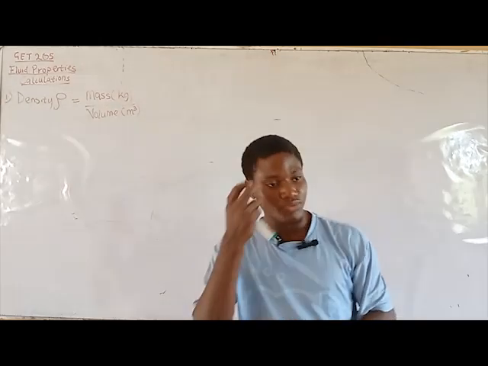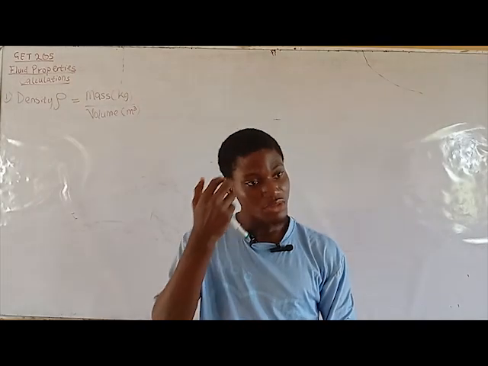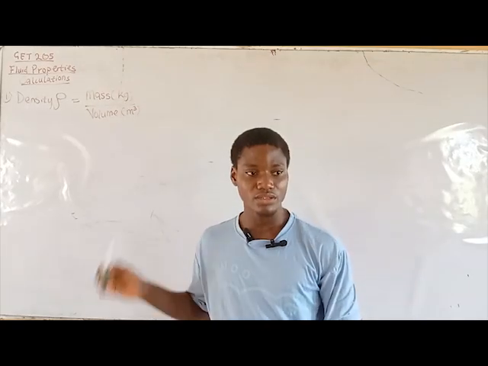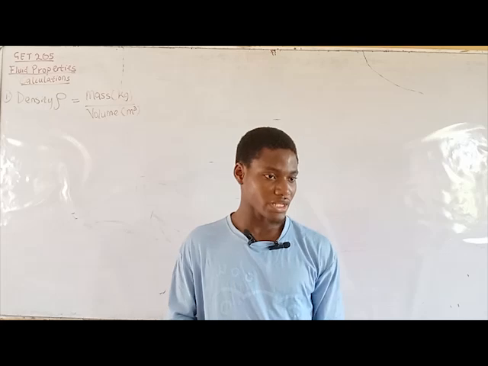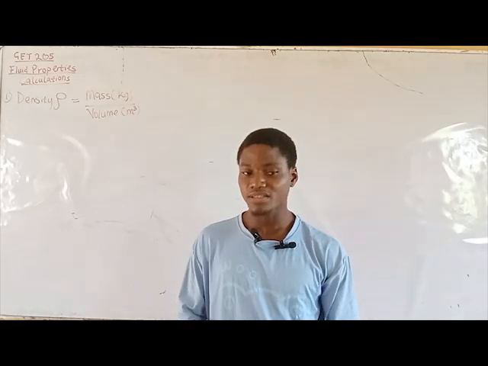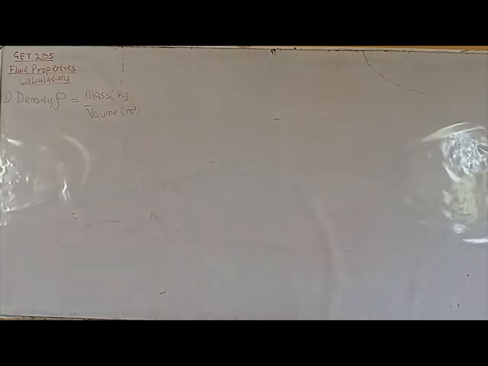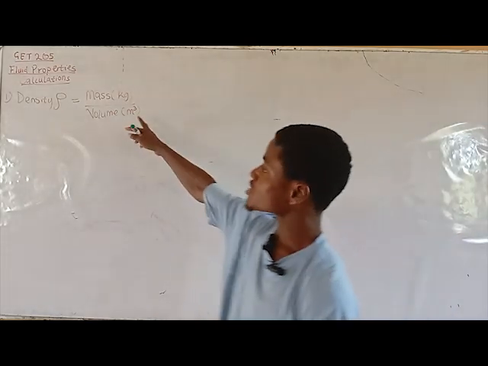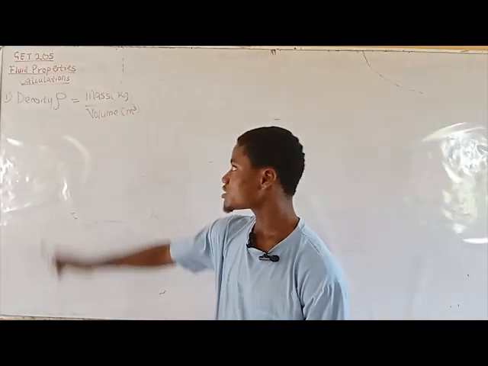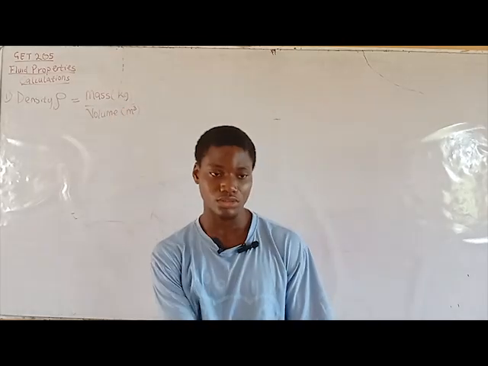The SI unit of length is meters. Given that volume is a derivative of length, that's length times length times length, or length times breadth times height, we know that our volume is still going to be meters times meters times meters. The SI unit for mass is kilograms.